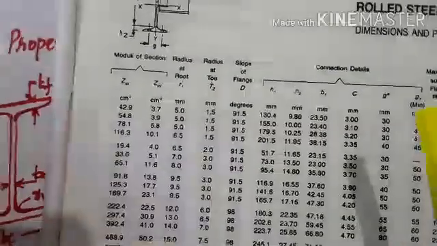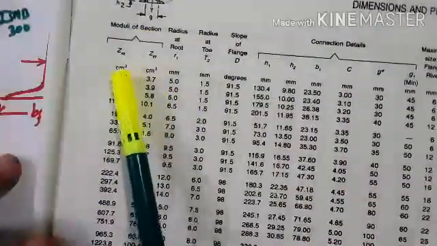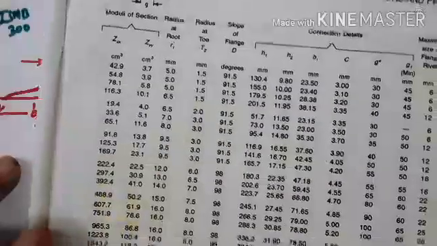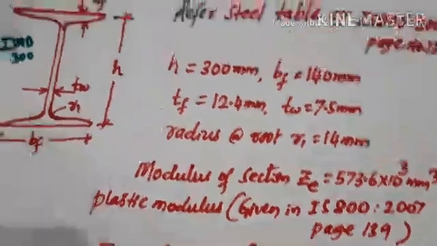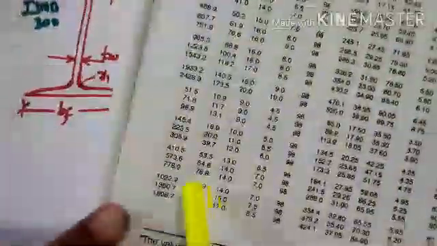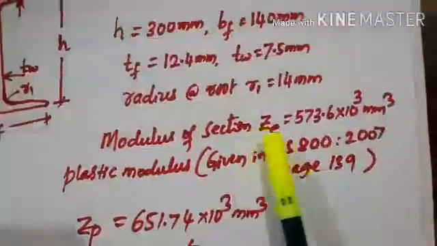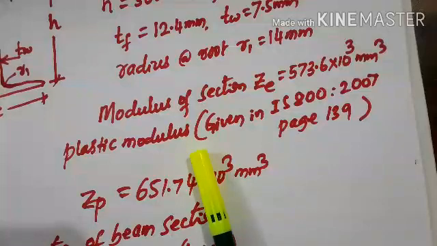You can take Ze; these section moduli, whatever ZXX and ZYY are given, are the elastic section modulus. So refer to this and take it. Here the elastic section modulus is 573.6 for ISMB 300. So note it down: elastic section modulus 573.6.